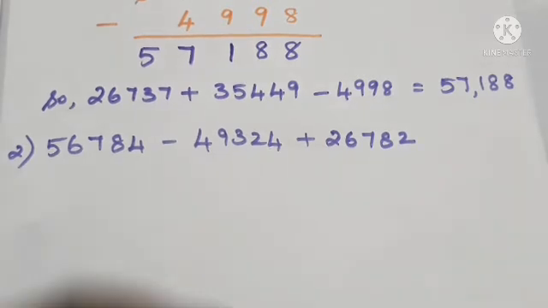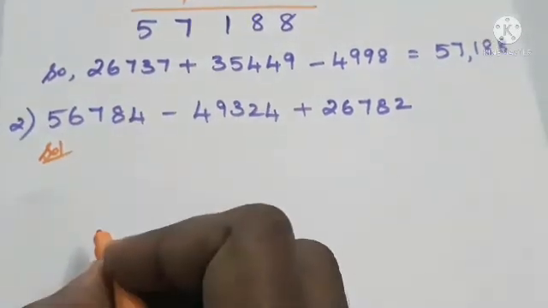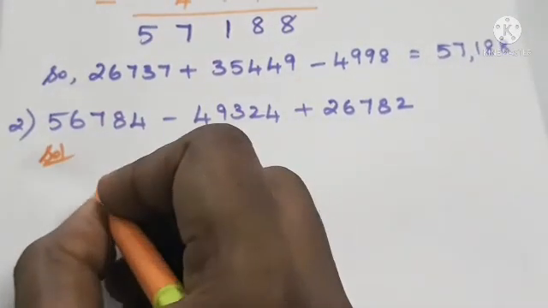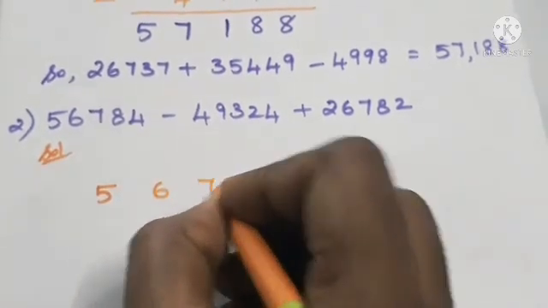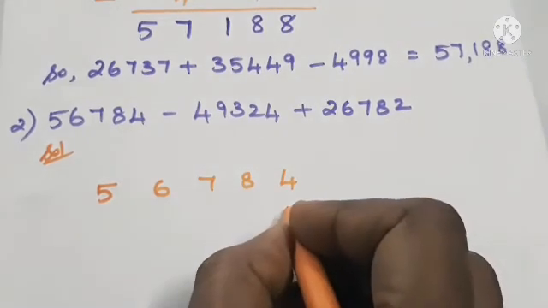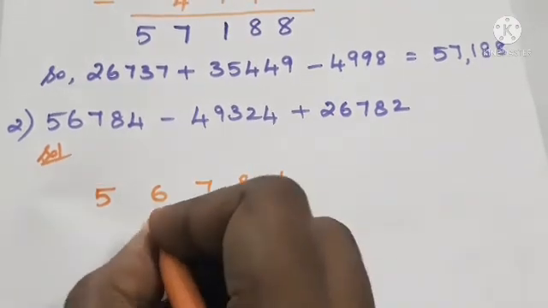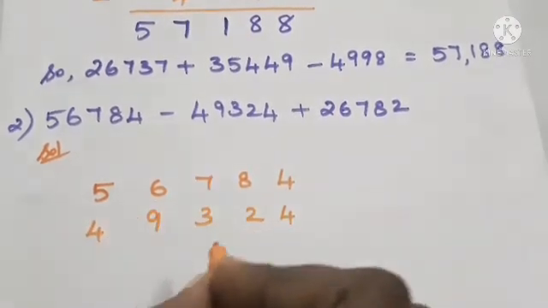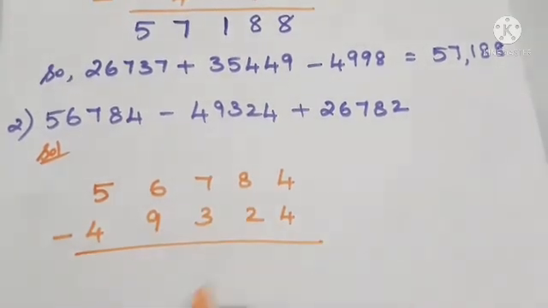Shall we do this? So we can write the first number, leave one or two lines, and write 5, 6, 7, 8, 4. Then the second number, from right to left, you want to write: 4, 2, 3, 9, 4. So here we are going to subtract, so put the minus symbol. Okay, and we can subtract.